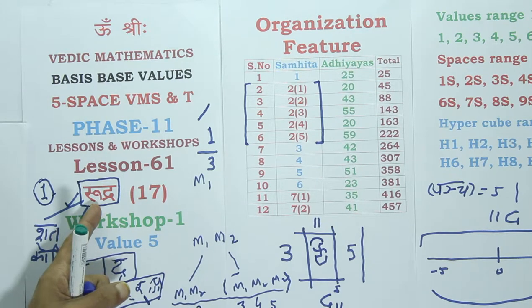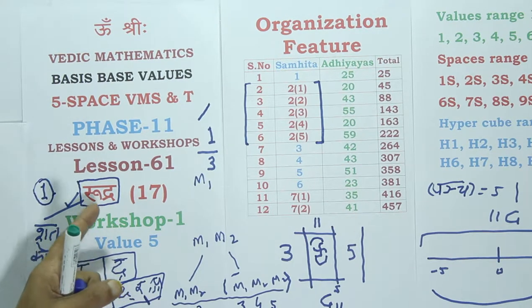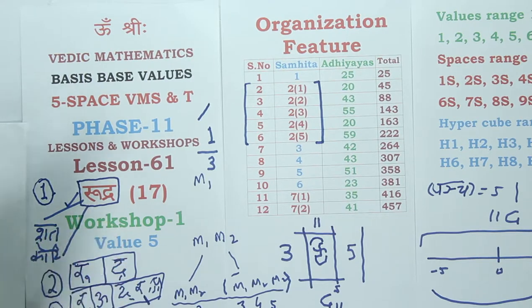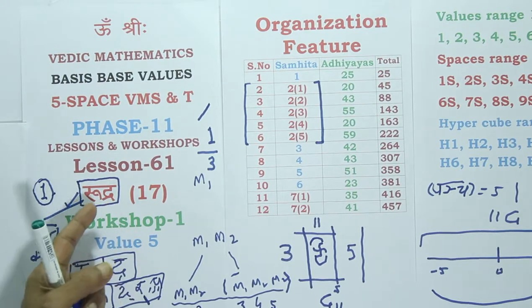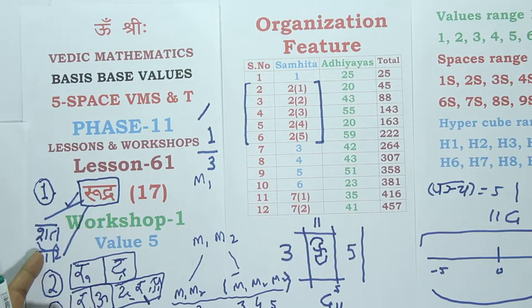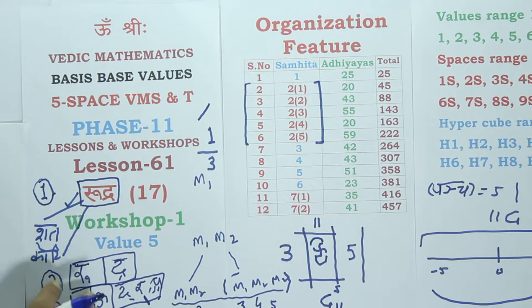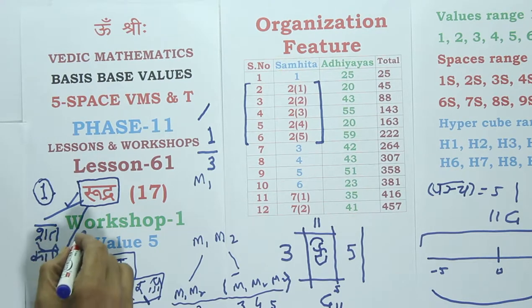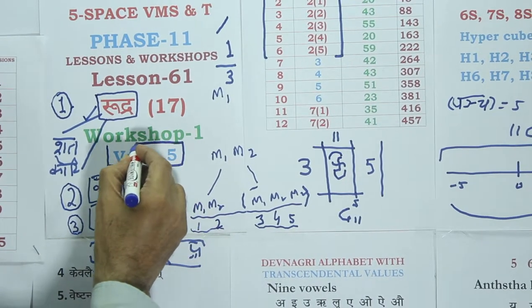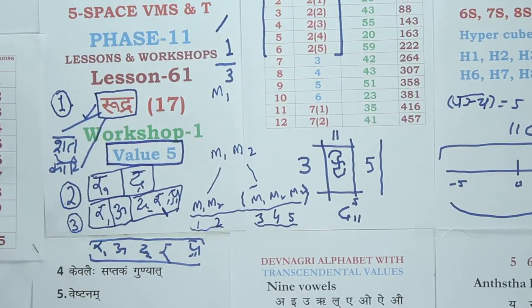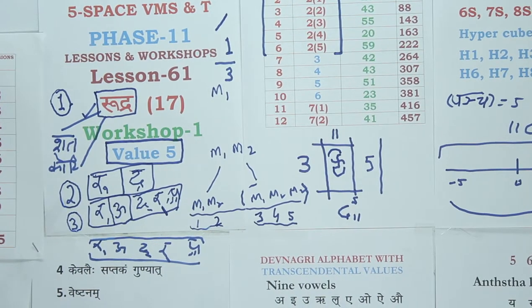Second samhita, the Rudra samhita, is a scripture of 5 khand, 5 parts, 5 components. Therefore, Rudra samhita is a samhita with the formulation Rudra itself is a composition of 5 letters. Therefore, the value 5 is the basic value. Value 5 is the basic value in terms of which we have to have our initiation and exposure.